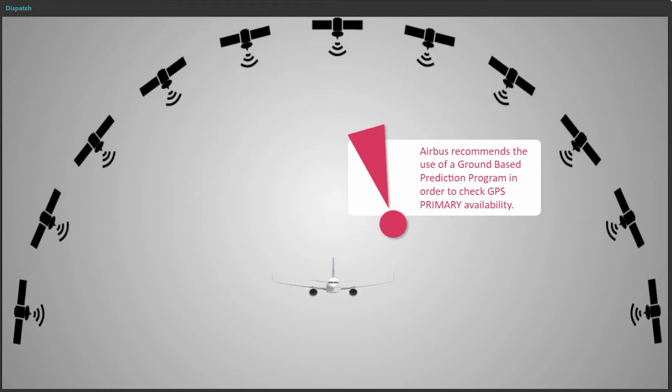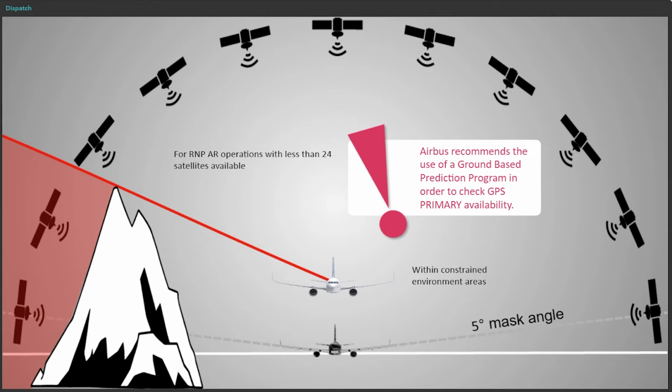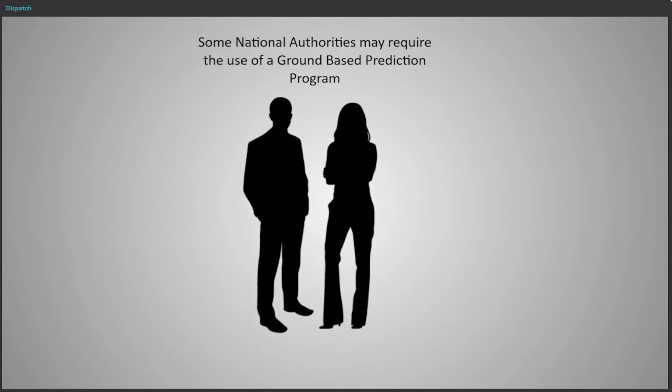Airbus recommends the use of a ground-based prediction program in order to check GPS primary availability at the estimated time of operation in any of the following cases. For RNP AR operations with less than 24 satellites available. Within constrained environment areas. An environment area is considered constrained in the case of possible masking of GPS satellites in mountainous area, when the GPS mask angle is greater than 5 degrees. In all other cases, GPS primary is available 100% of the time worldwide, and also if it's required by a national authority.